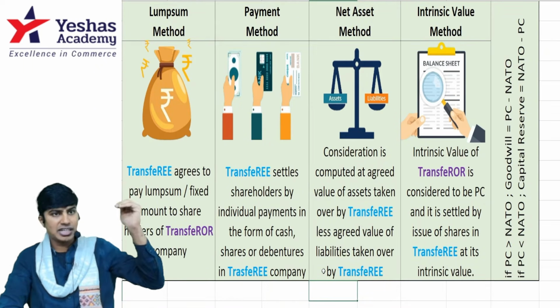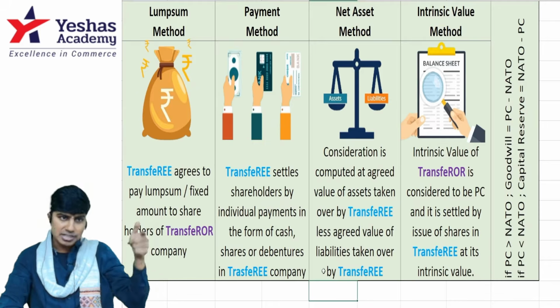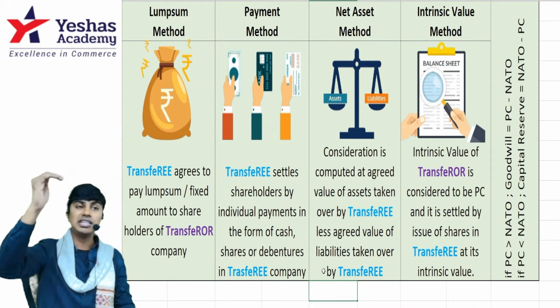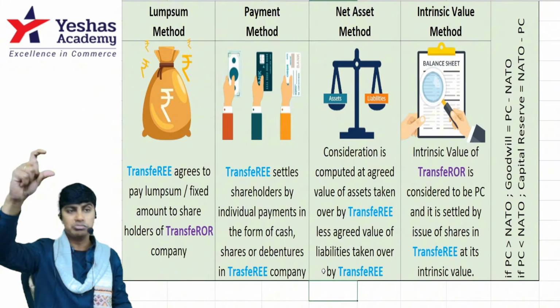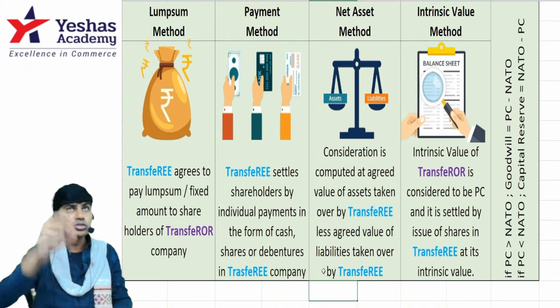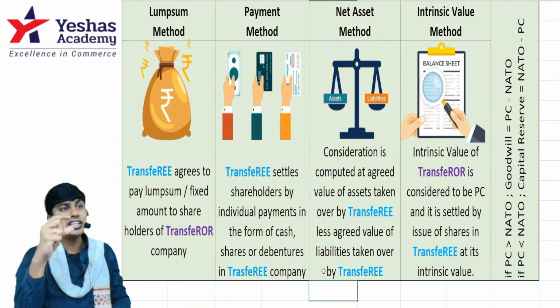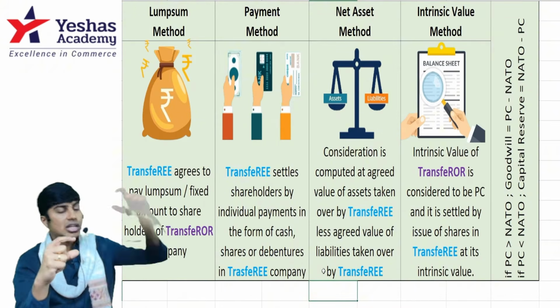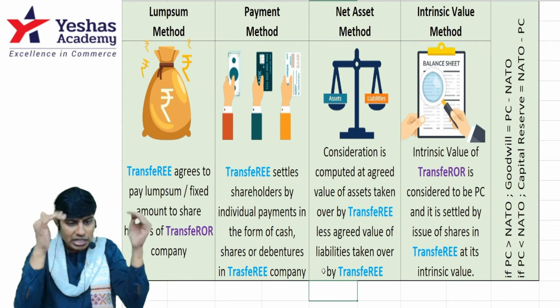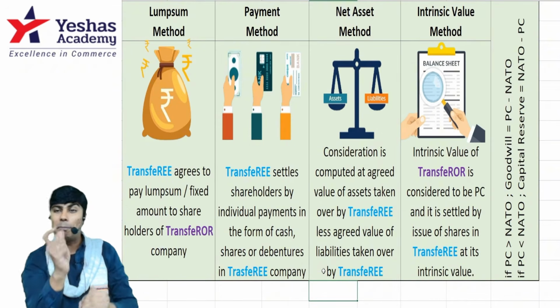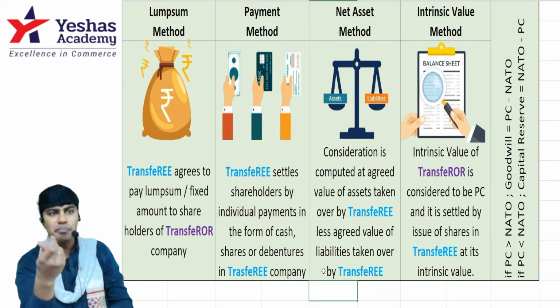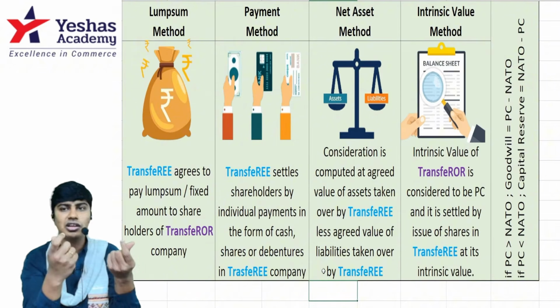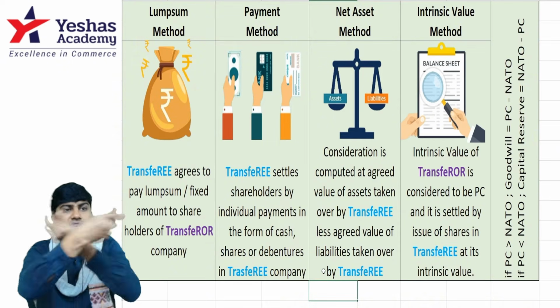Transferor company balance sheet: assets at agreed value, liabilities at agreed value. Transferee company's assets at the revised values or agreed values, market prices, and liabilities at agreed values. When you do assets minus liabilities, you find the net worth, net asset value, or intrinsic value of transferee, intrinsic value of transferor. Divide it by number of shares. You will get per share intrinsic value of transferee, per share intrinsic value of transferor. You use that as a basis to identify the exchange ratio.